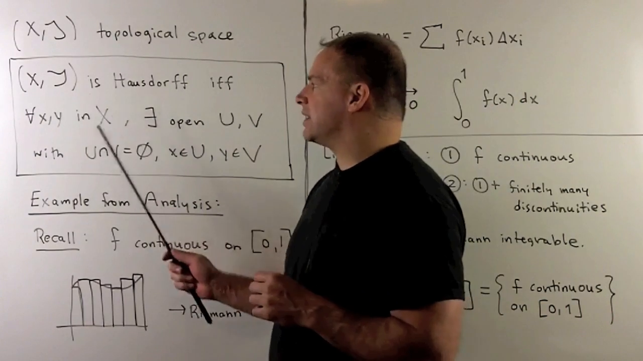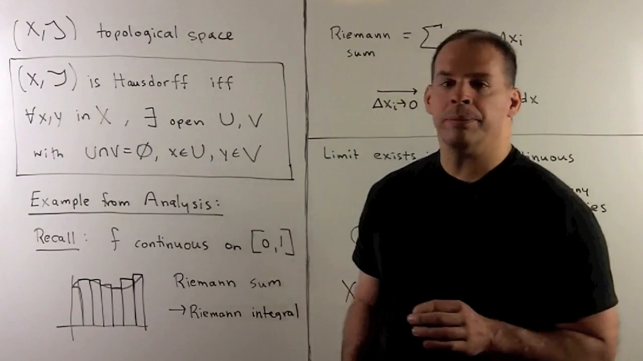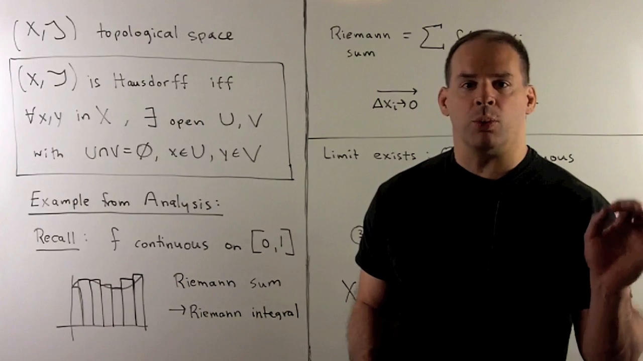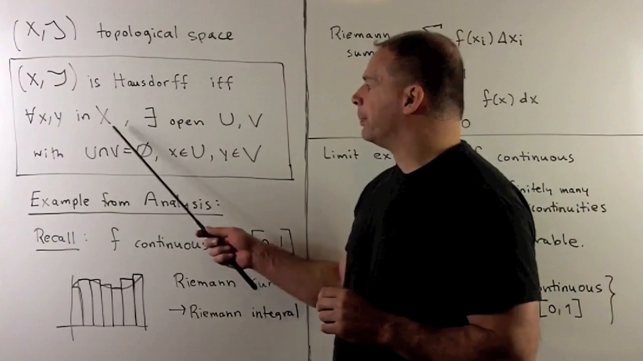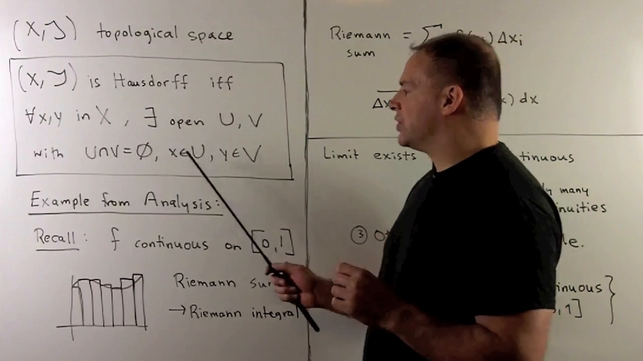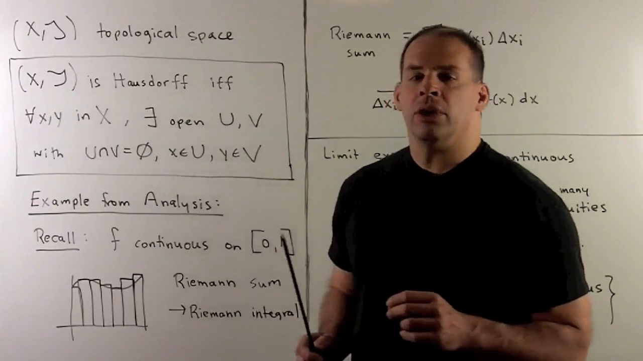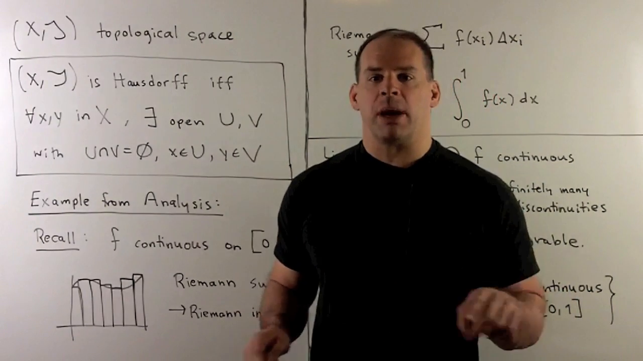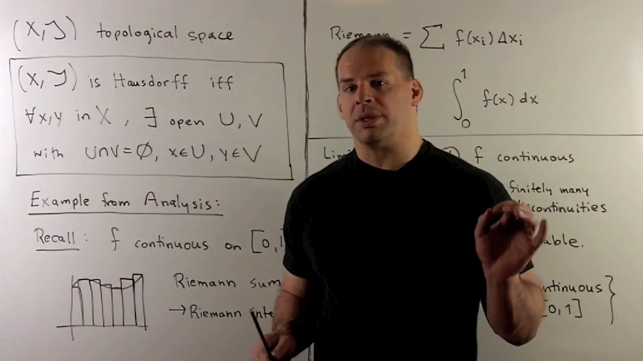We say (X, T) is Hausdorff if and only if for any two points x and y not equal in our space, there exist disjoint open sets U and V such that x is in U, y is in V. So for any two distinct points, we can separate the points by disjoint open sets.